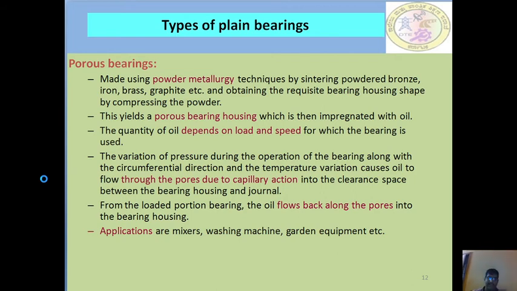Porous bearings are made using powder metallurgy techniques by sintering powders of bronze, iron, brass, and graphite, obtaining the requisite bearing housing shape by compressing the powder. This yields a porous bearing housing, which is then impregnated with oil. The quantity of oil depends on the load and speed for which the bearing is used. What are the applications of porous bearings? You can see the applications of these porous bearings are in mixers, washing machines, garden equipment, etc.